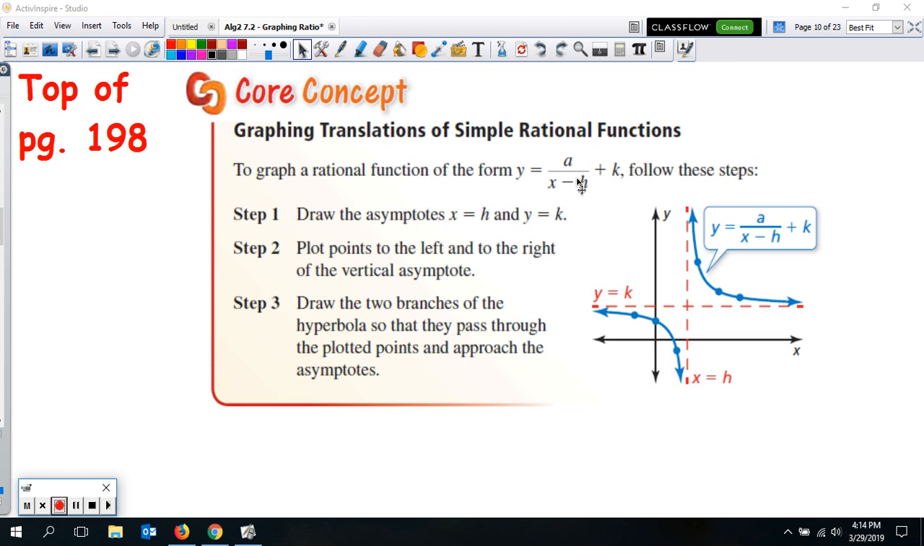And remember, the h is going to shift it left or right. The k will shift it up or down. And so what we want to do first, it says here step 1 is to draw the asymptotes. That's where the h and the k is going to be. So your asymptotes for the h, whatever the h number is, x equals h, that's your asymptote. Whatever the k is, y equals k, that's the asymptote. So the 1 for h is going to be the vertical asymptote going through where the x is.